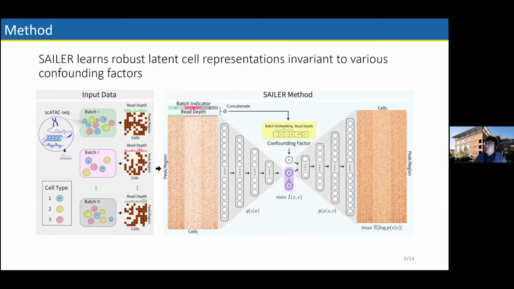So here comes our overall framework. SAILOR could take single-cell ATAC sequencing data from multiple sources, multiple batches, multiple samples as input, and the read depth of each cell is converted into a log-normalized library size, and batch information is denoted as binary encoding. And the objective is the negative log likelihood with conditional reconstruction plus the mutual information penalty between the latent representation Z and the confounding factor C.